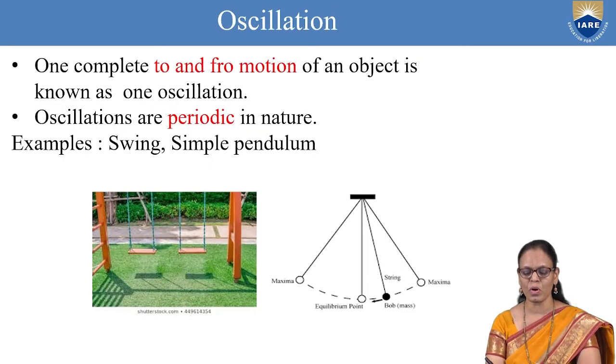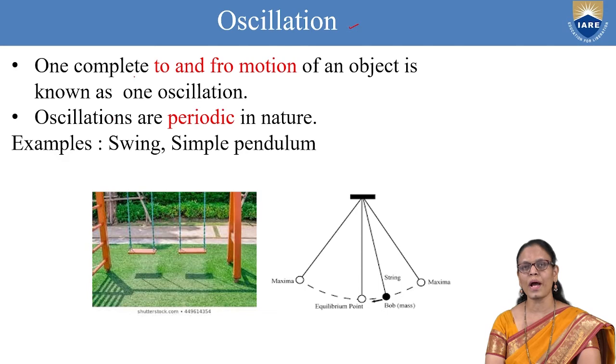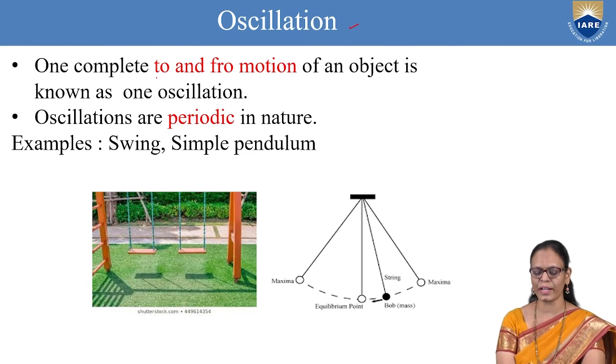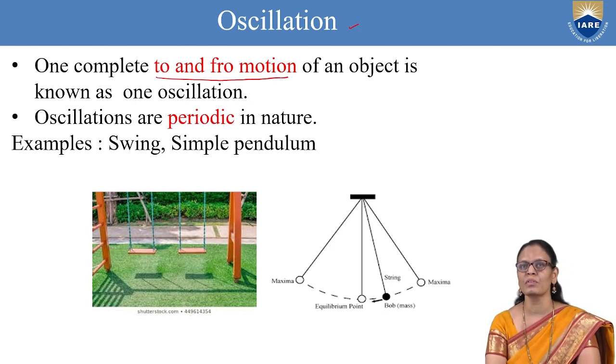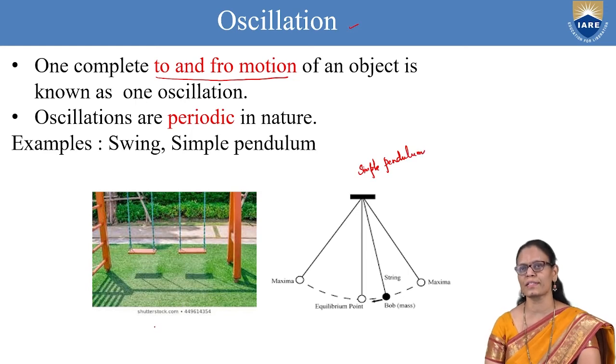Now coming to oscillation. First, let us try to understand what an oscillation is. One complete to and fro motion of an object is known as oscillation. So here let us focus on the to and fro motion. To understand this, we will take the simple example of a simple pendulum. We will consider an example of a simple pendulum to understand what oscillations are.